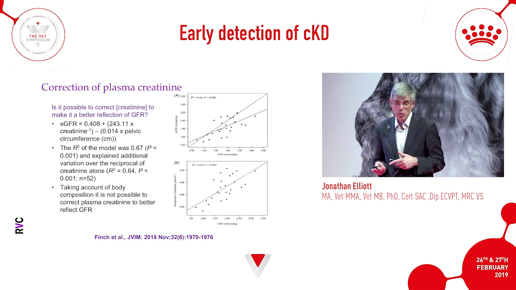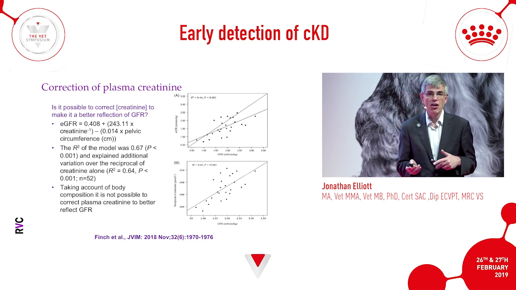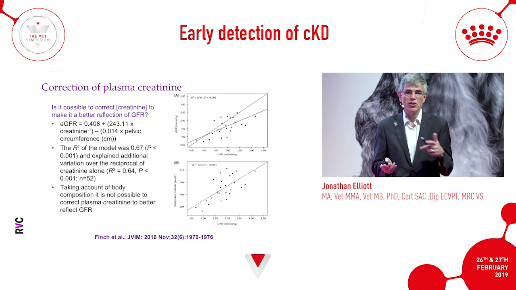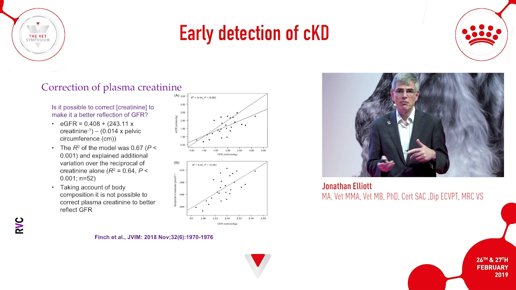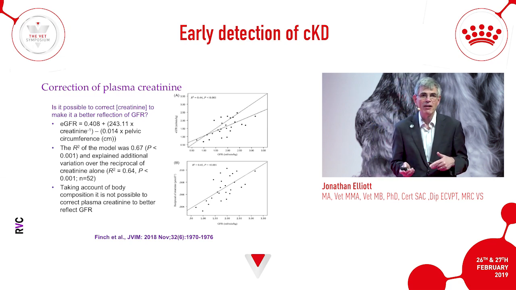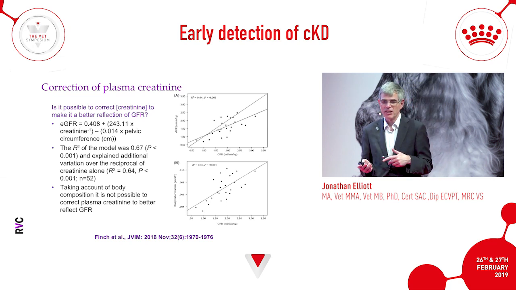So that was a little disappointing because that's something that's done in human medicine, and there are well-established equations to take your creatinine and to correct it because of your physiological characteristics to make it better reflect your glomerular filtration rate.